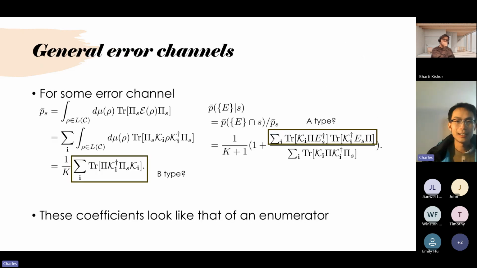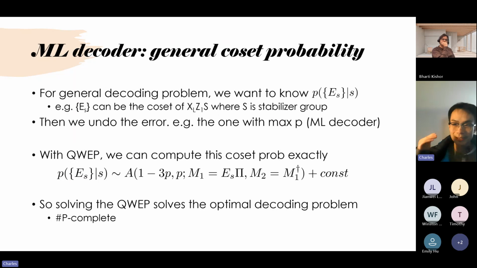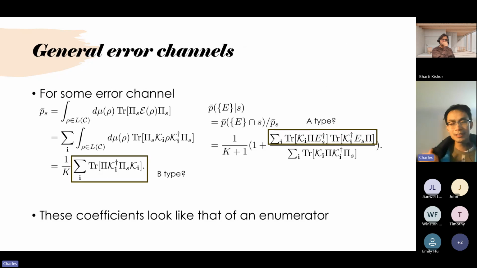Okay. That was the general coset and general syndrome. But we can also think about more general error channels. So far, we've been looking at depolarizing noise associated with these short or flat enumerators. But if we have different error channels applied to the physical qubits, we can still derive other forms of enumerator polynomials that depend on the structure of the error channel.